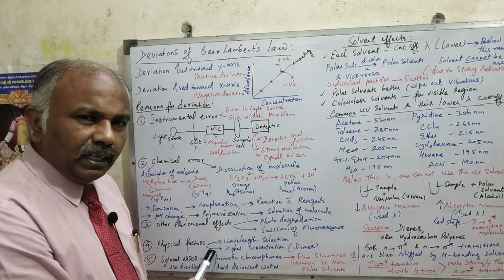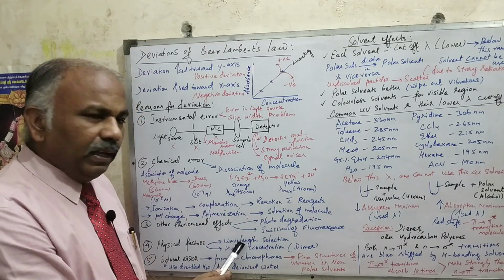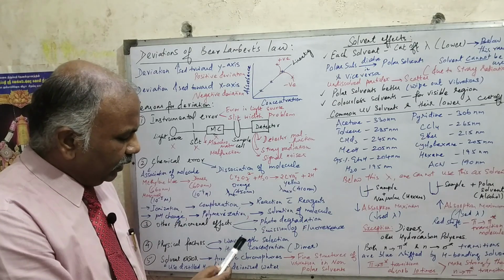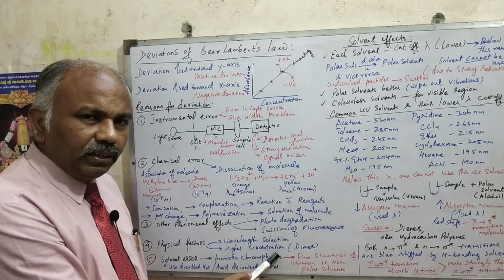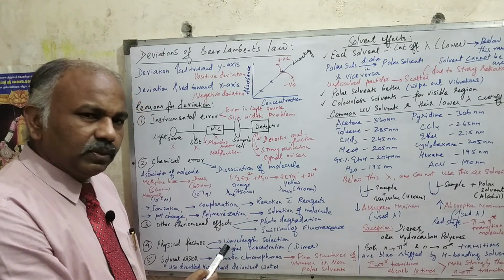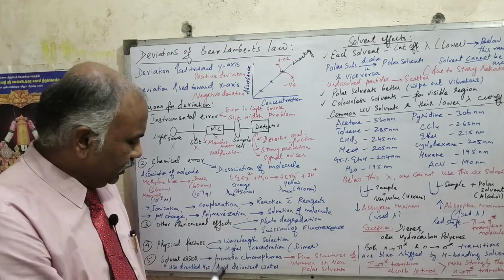Then comes our physical factors. Among the physical factors, wavelength selection is one of the prominent factors. Then comes higher concentration. So these two factors are also responsible for deviation of Beer-Lambert's law.